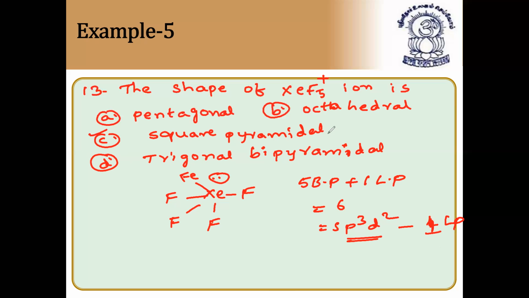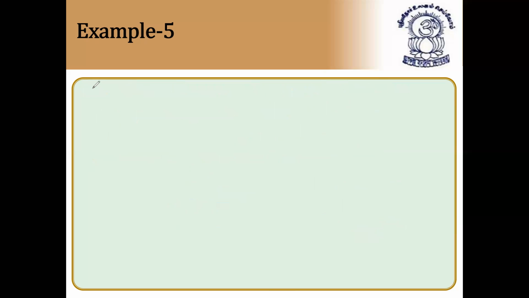So the answer is the third option. I hope it is clear. So the shape is square pyramidal. Very, very important. Next question. So 2 more questions we'll do, then we'll wind up this session. Question number 14. The fluorides of xenon, very, very important. Connecting questions. Tough questions only I'm doing here. Easy questions, I'll give as PPTs.